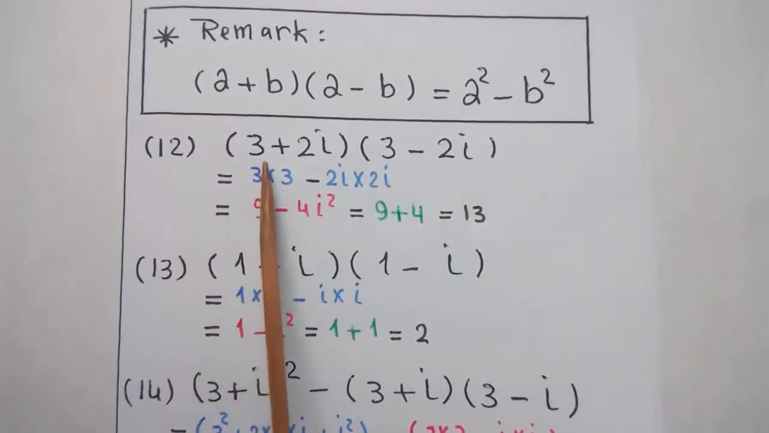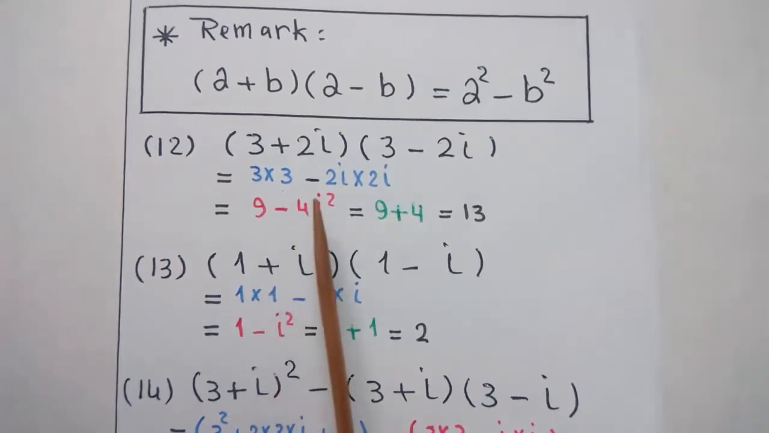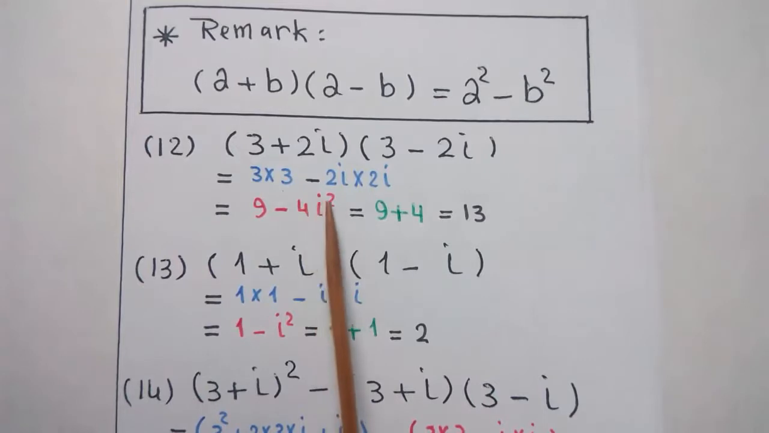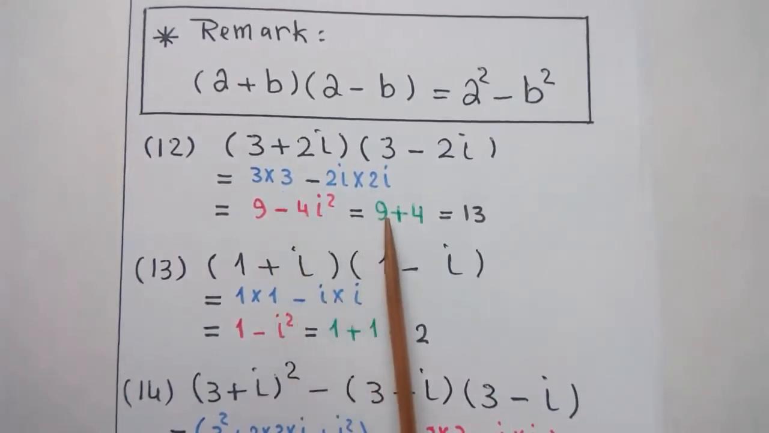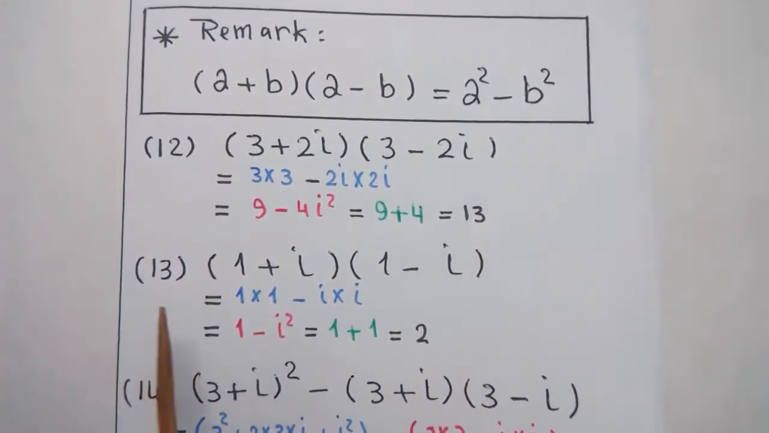Example, (3 plus 2i) times (3 minus 2i). 3 times 3 will be 9. 2i times 2i, it will be negative 4i power 2. I power 2 will be changed to plus, so 9 plus 4 equals 13.